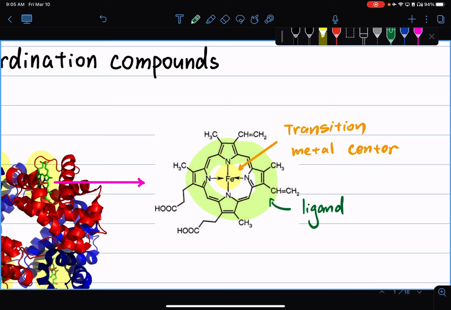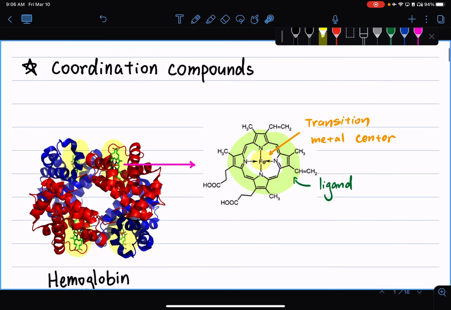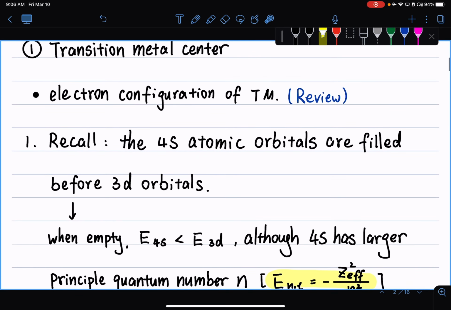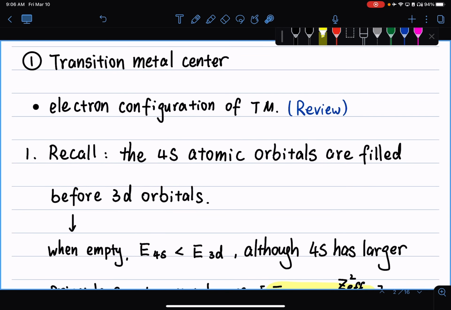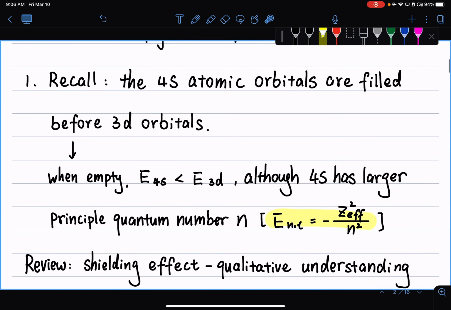So on this side, the typical method is when we're looking at transition metal complexes, you have a ligand, and groups that are making chemical bonds with that transition metal center are called ligands. So let's focus on the transition metal center first. As a quick review, in order to understand the transition metal center, you want to know the electron configuration of these transition metals. So this is a quick review.